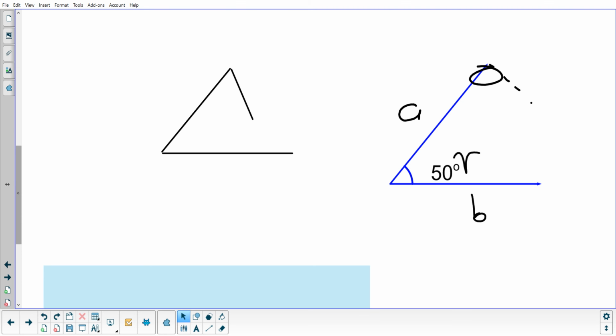Any question on that? That's an example, and that's all to scale. That is an actual 50-degree angle. It's all measured. That's perfectly to scale.